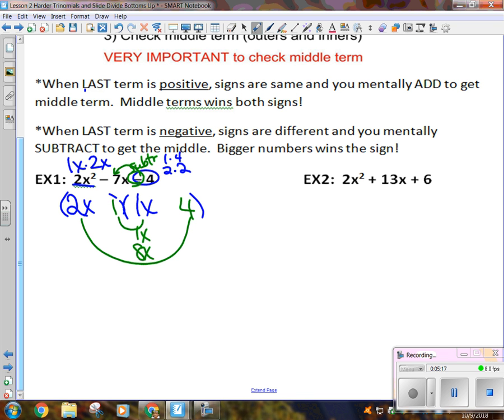Everybody ready to check signs? The bigger number matches the sign of the middle term. The bigger number is 8. So I end up needing 8 to be negative, which means 1's going to be what? Positive. Everybody agree with that?